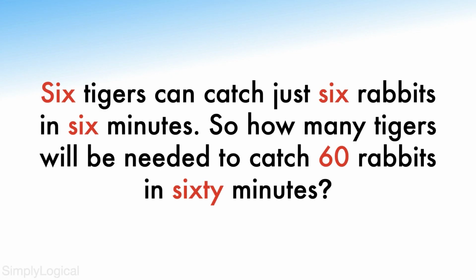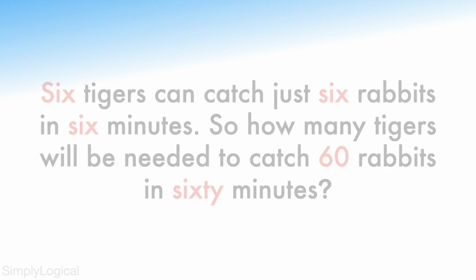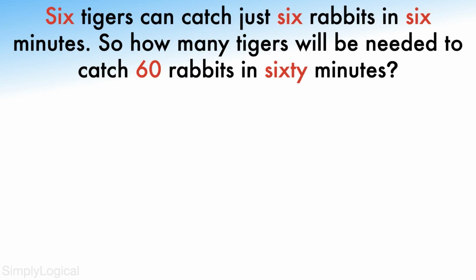Six tigers can catch just 6 rabbits in 6 minutes. So how many tigers will be needed to catch 60 rabbits in 60 minutes? The immediate answer will be 60, but however, that is not the right answer. With mathematics, there is always something under the carpet. You have to look close.